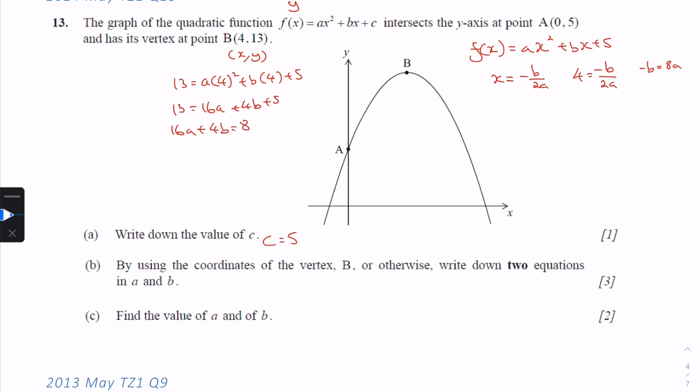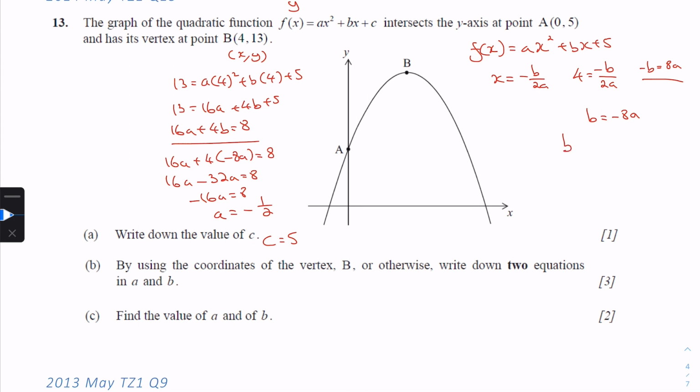So how do I solve these two simultaneous equations? Well, you have to plug it back in. I prefer my b to be positive, so I'm going to times it across by that. What is b? Well, 16a plus 4 times minus 8a equals 8. 16a minus 32a equals 8. We have 16 minus 32, which is minus 16a. So if I divide this, a is going to be minus a half.